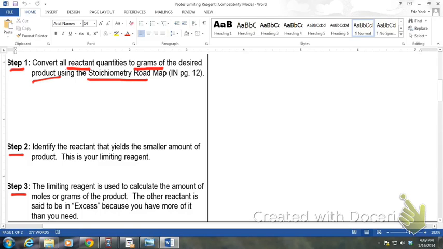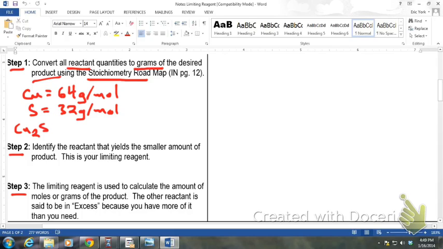Now, before we solve this, because I'm a nice teacher, I'm going to give you the molar masses of these. So from here we know that copper, from the periodic table, has a molar mass of 64 grams per mole. Sulfur equals 32 grams per mole. And copper 1 sulfide, Cu2S, equals 160 grams per mole.